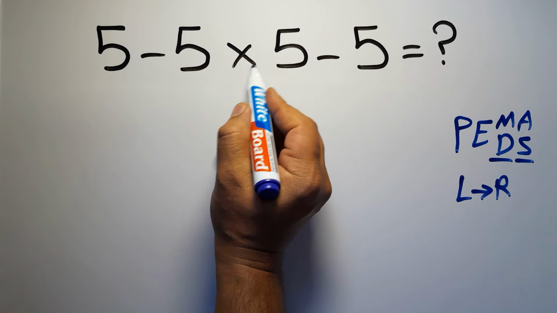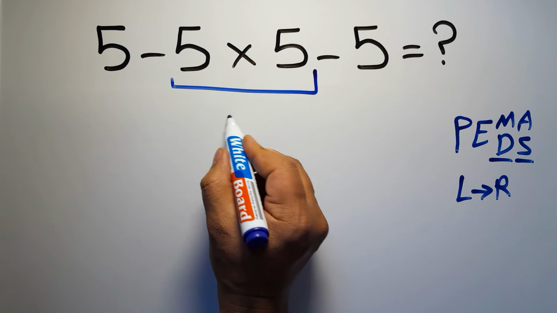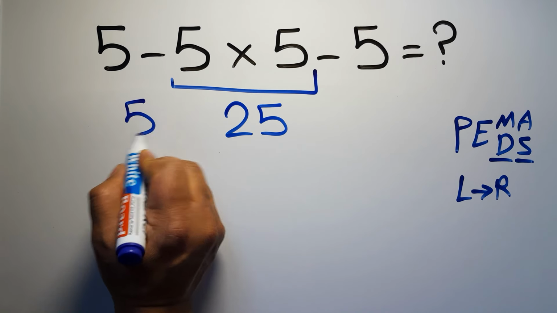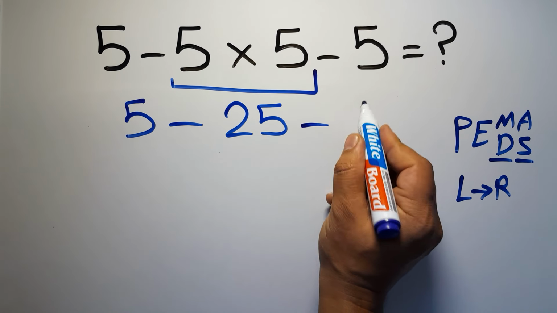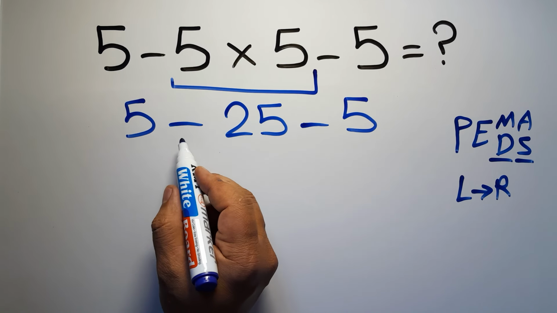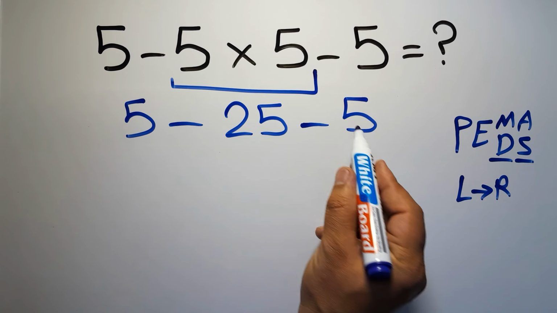So first we have to do this multiplication. 5 times 5 is just 25. So 5 minus 25, then minus 5. Now we have two subtractions. And when we have more than one subtraction in an expression, we have to work from left to right.